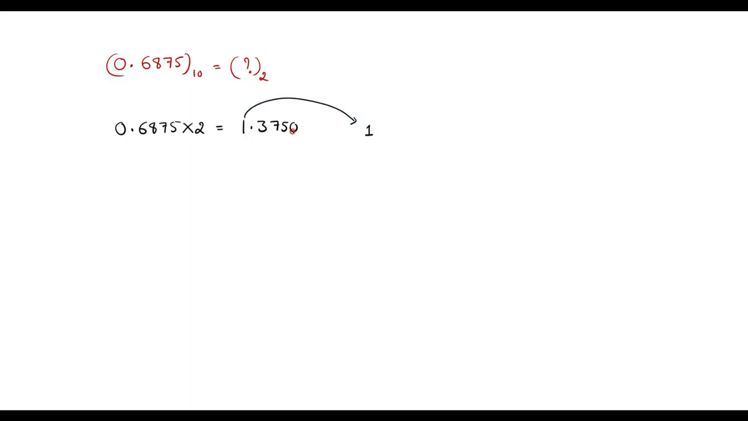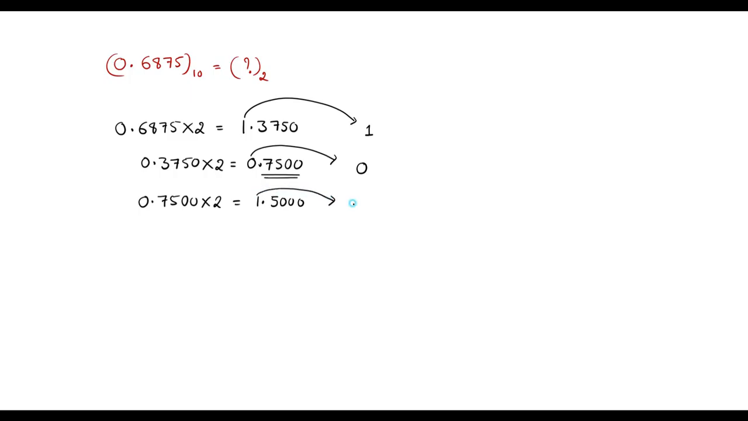Now consider only the fraction part again, that is 0.3750. Again multiply this by 2. So we will get 0.7500. Now we have to write the integer part here, that is 0. Now I'll take only the fraction part again, that is 0.7500. Multiply this with 2, we will get 1.5000. So this is the integer part right here.